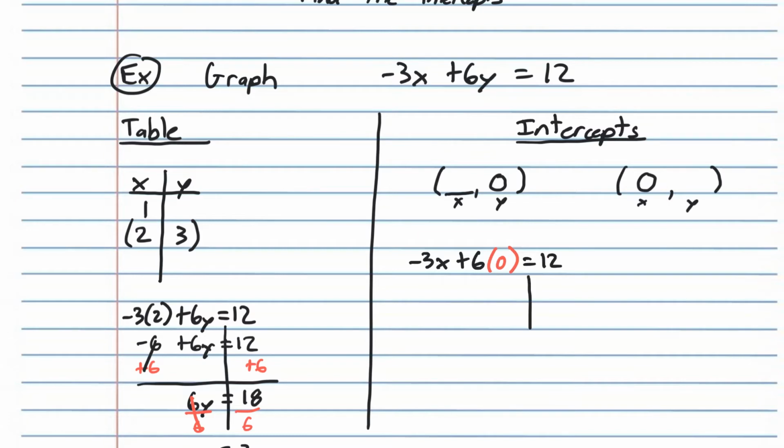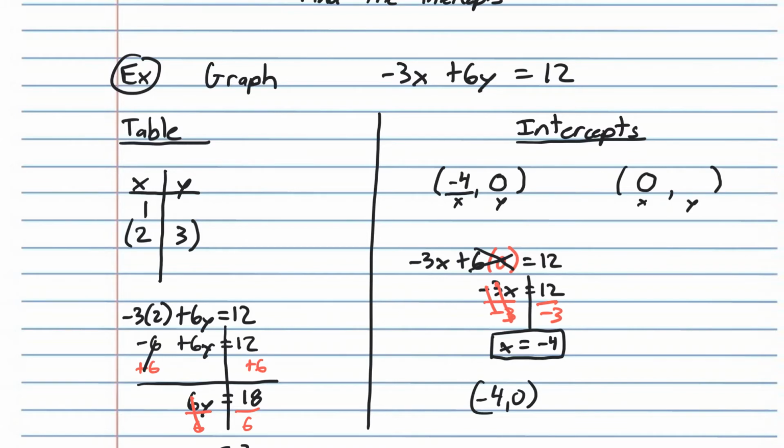Okay, and again, we're going to solve for x, but in this case, the math is going to be very easy because 6 times 0 is 0. It's gone. That leaves us with just this, which is a very easy equation. Right, we just have to get rid of that negative 3 by dividing. Okay, 12 divided by negative 3 gives you negative 4. That means that our x-intercept is going to be negative 4 comma 0, and that's one of our points.